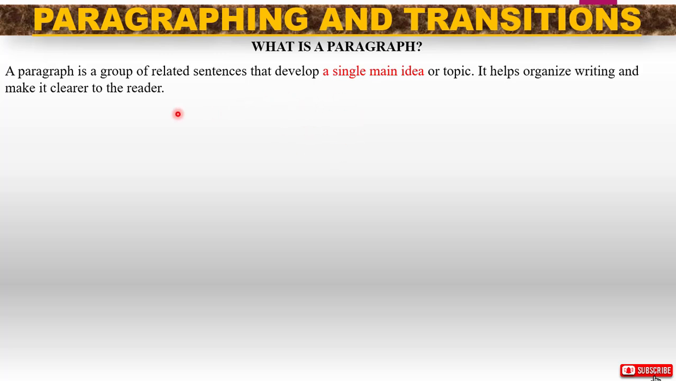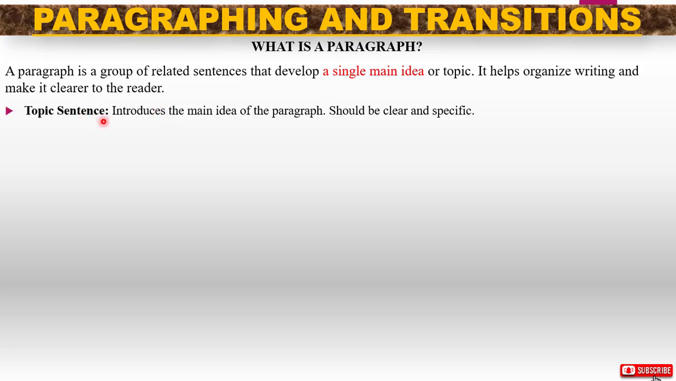These are the features of a paragraph. Every paragraph must have a topic sentence. This is the sentence that introduces the main idea of the paragraph, and it should be clear and specific. So the topic sentence contains our main idea. For example, if we say that trees give life, and that sentence is our topic sentence, then every other sentence must talk about trees giving life. Therefore, the topic sentence controls the overall idea of the paragraph.